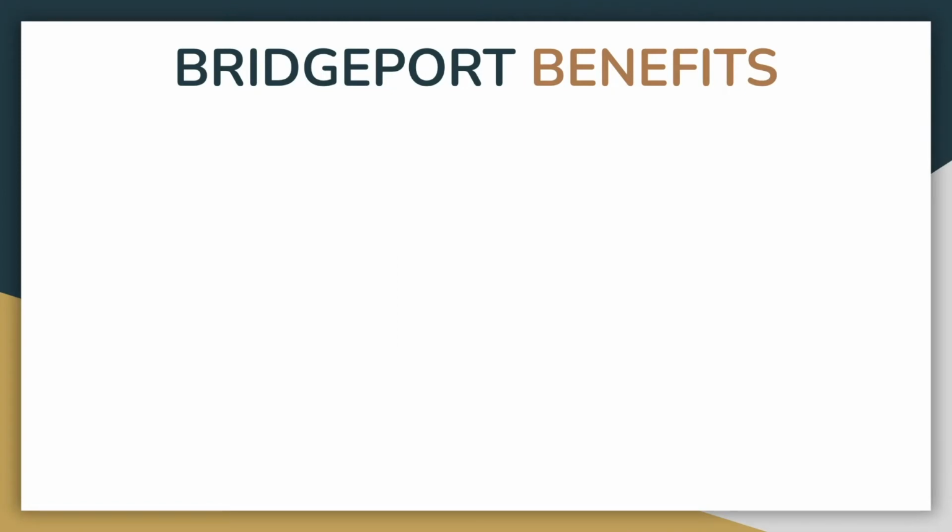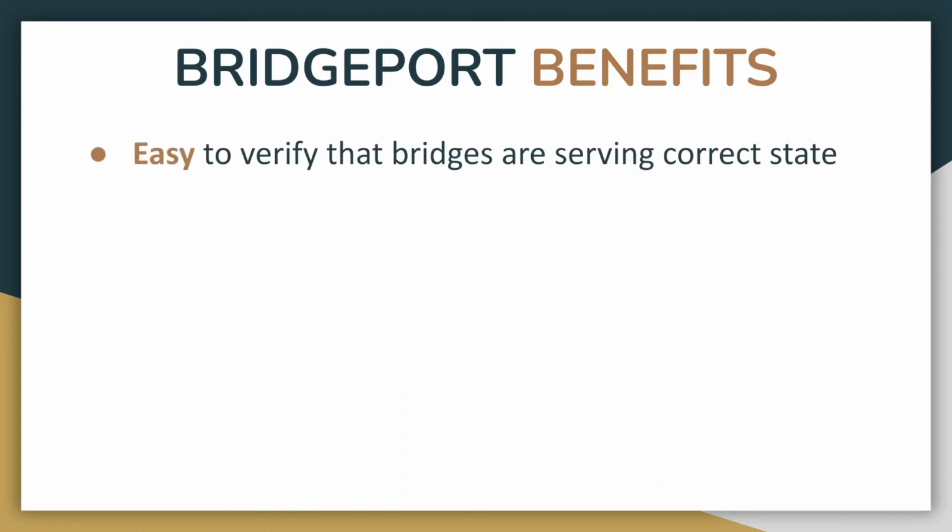So let's talk about some of the benefits of doing it this way. It's easy to verify that bridges are serving the correct state. Given the bridge, so the code and the methods by which that bridge derives state from the blockchain, and given the actions that were put into that bridge, which are served and broadcast to all nodes who host that bridge, we can easily determine whether or not a given node or a given bridge is acting as it should and serving the state that it should based on the things that are in the blockchain at that time.